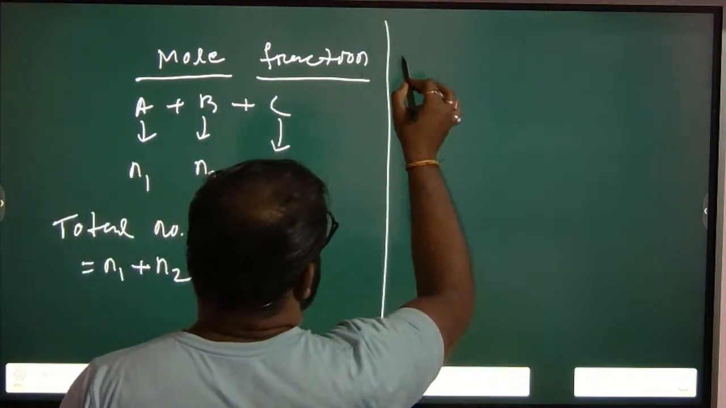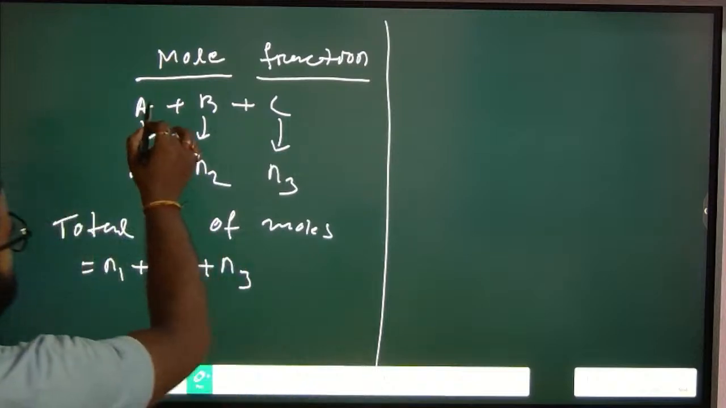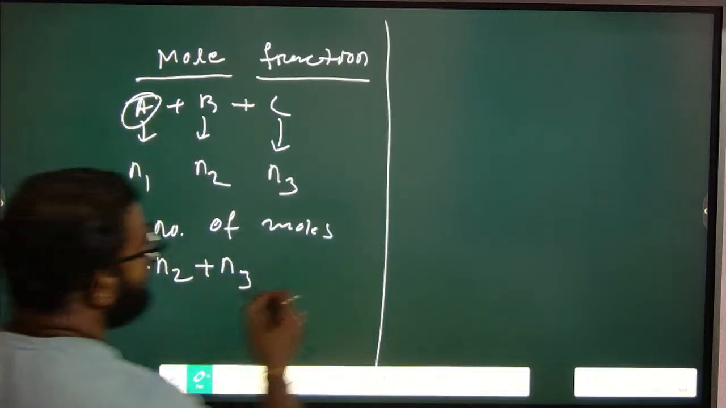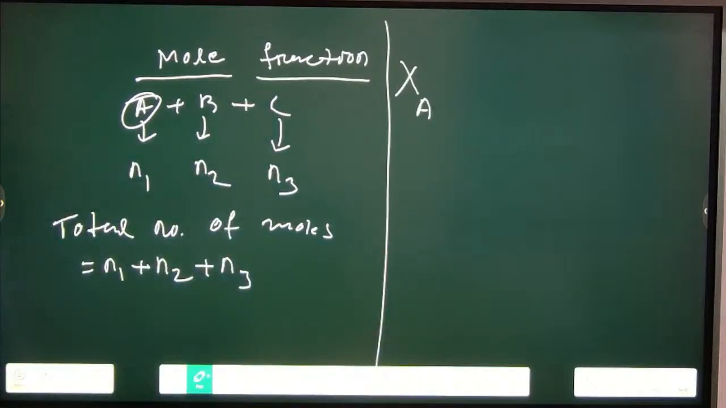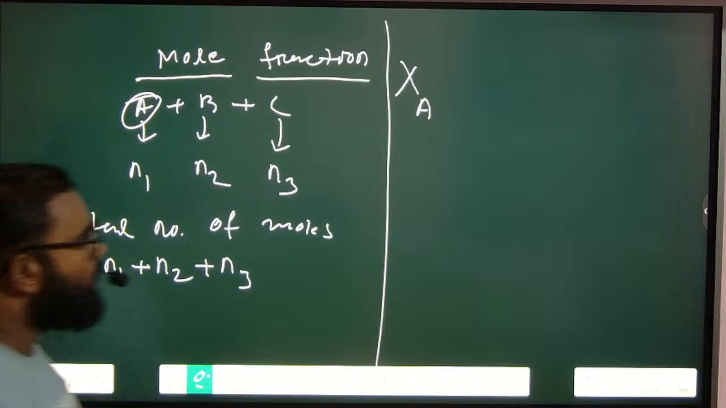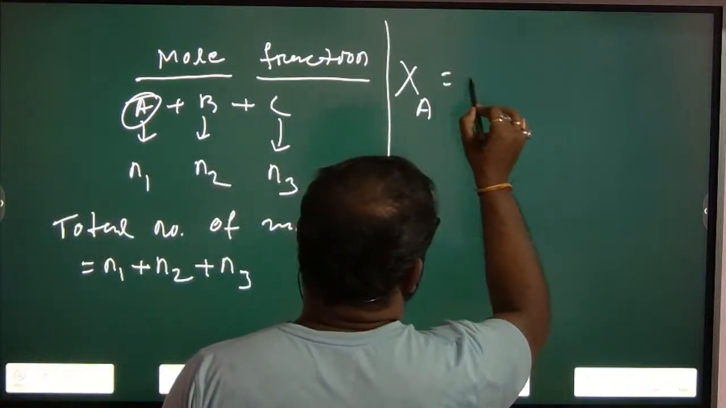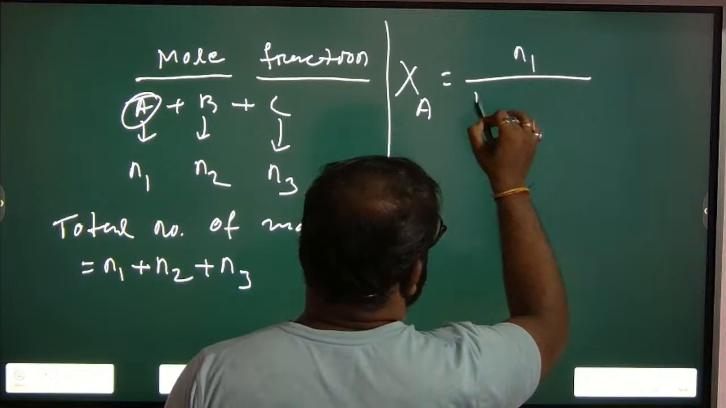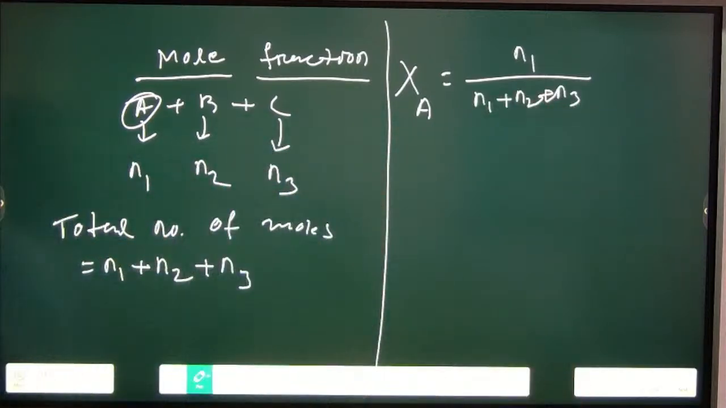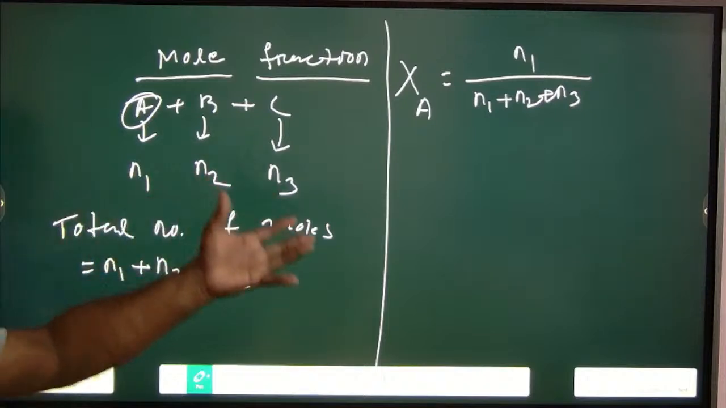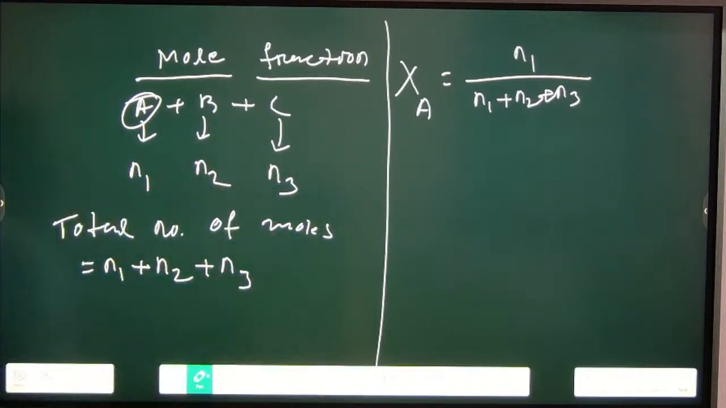Now if we calculate mole fraction of, suppose A, we can denote it like this. It's not X, it's chi. Okay, chi A equal to N1 by N1 plus N2 plus N3. So the formula is number of moles of this component by total number of moles. Clear?